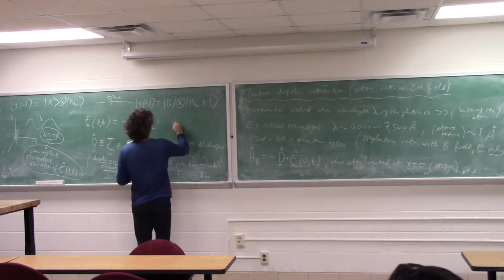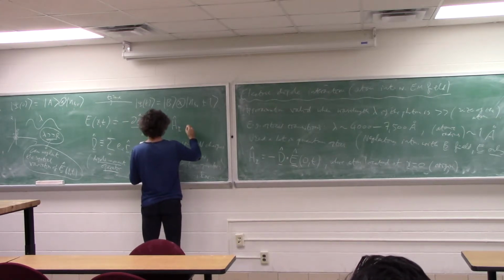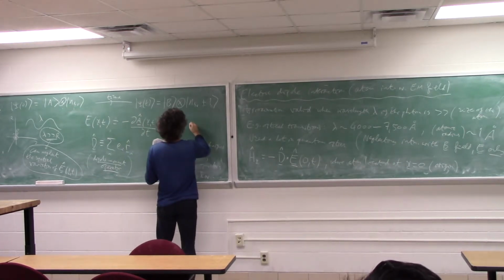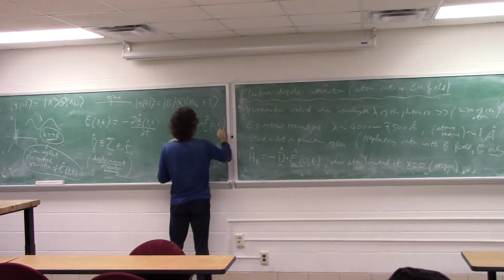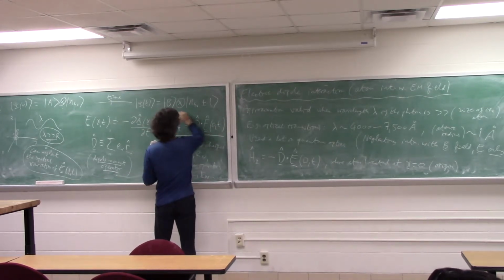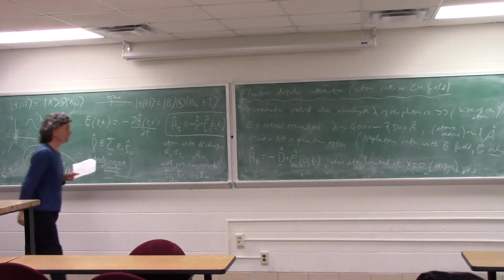And our interaction Hamiltonian, as I've written there, is taken to be minus d dot E, where E is evaluated at the origin where the charges are located.